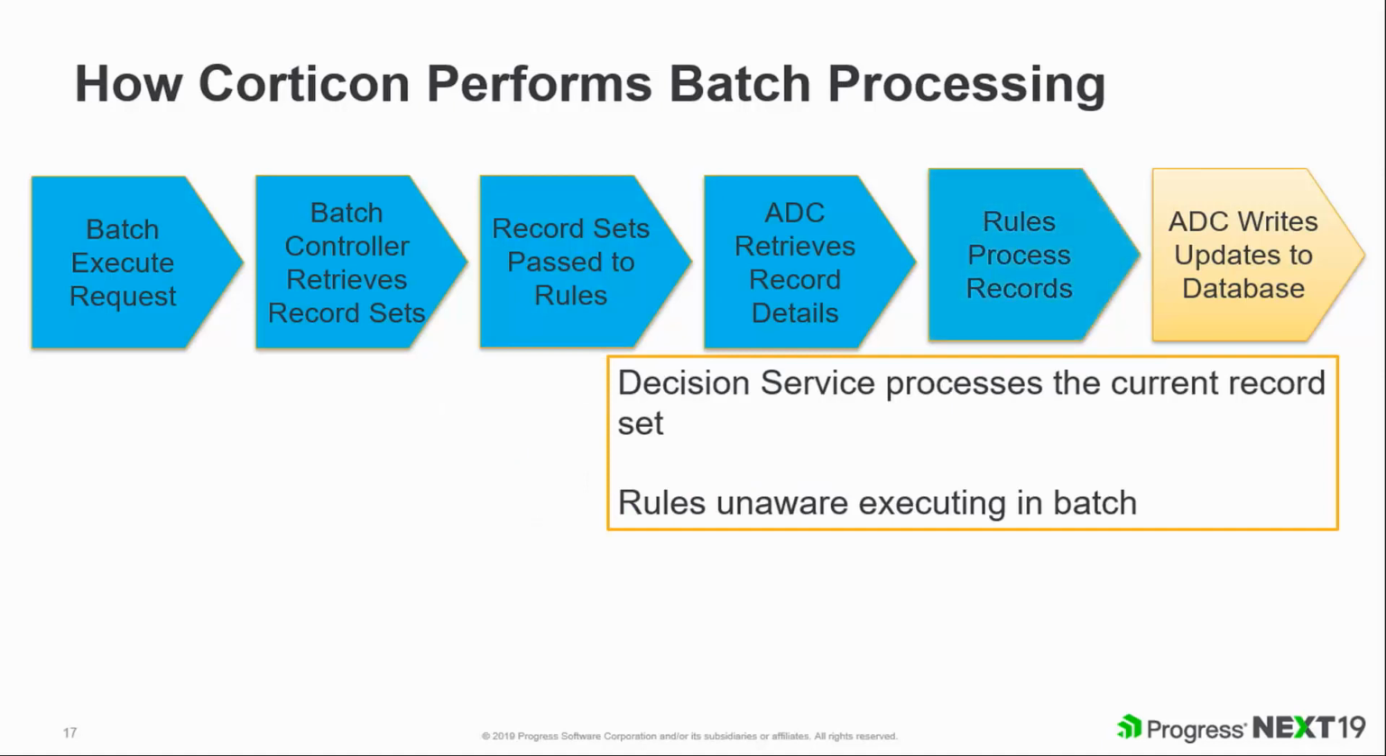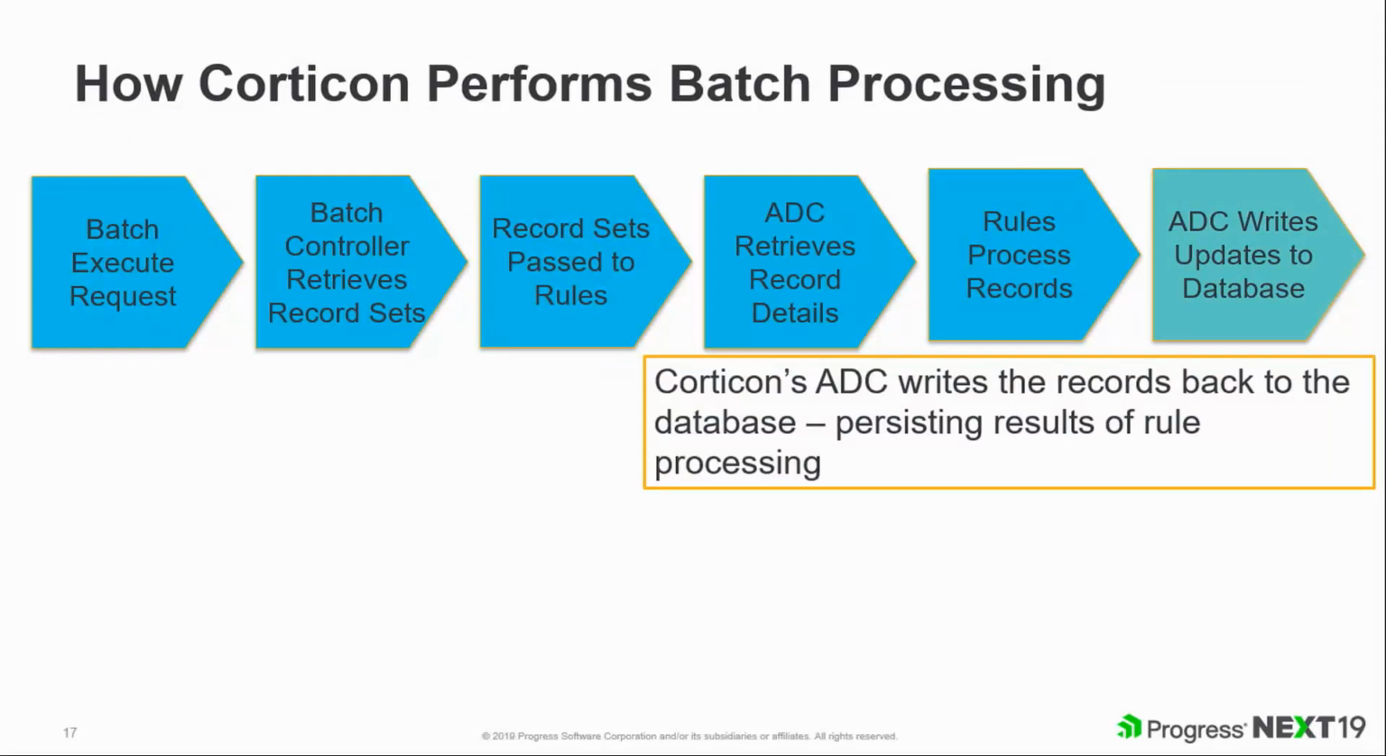Your rule processing occurs. Again, it's the rule modeler. They're not having to think about, oh, this is a decision service that's going to run in batch. They don't need to know. They're just writing rules for the domain that they're working in. And then the updates are written back to the database. And again, you have control of the queries for doing the writes to the database.